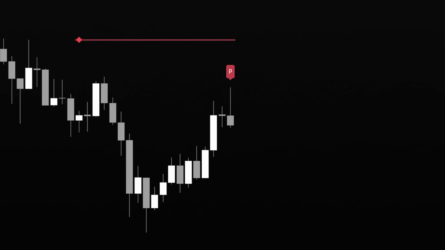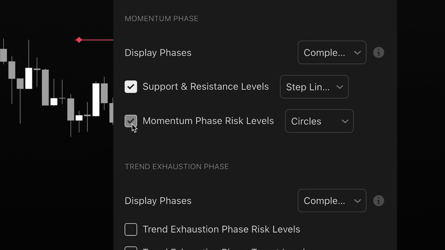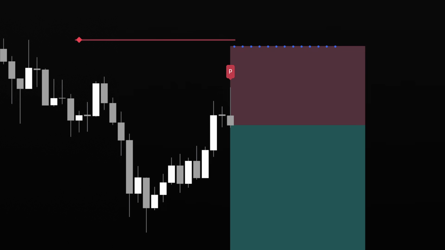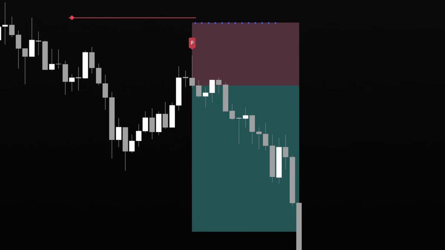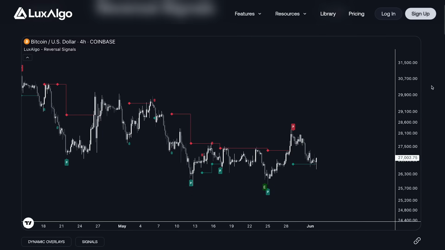These typically indicate a retracement, not a full reversal, which makes them perfect for continuation setups, even without using multi-time frame analysis. But don't just jump in. Go back into the indicator's settings and enable the momentum phase risk levels. This gives you a clearly defined area for placing your stop loss, allowing you to structure a clean 1 to 3 risk to reward setup, turning a simple signal into a well-defined executable trade. And that's the Reversal Signals Indicator.